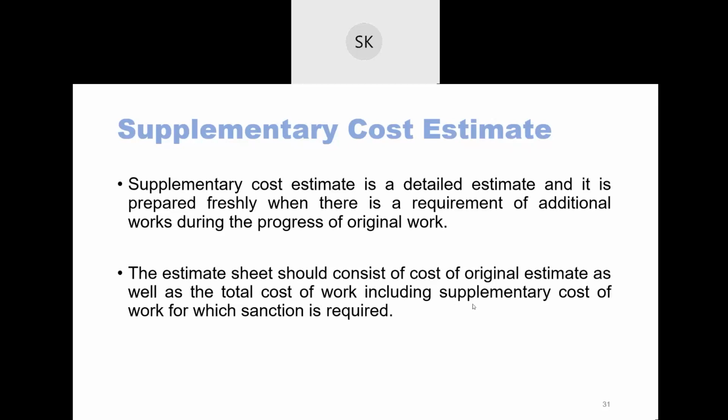So if the total cost of work was 5 crore and constructing one extra culvert or extra parking space costs 5 lakh rupees, it should mention the whole estimate plus the amount for which sanction is required. So you need sanction for 5 lakh rupees more. So you have to mention that.